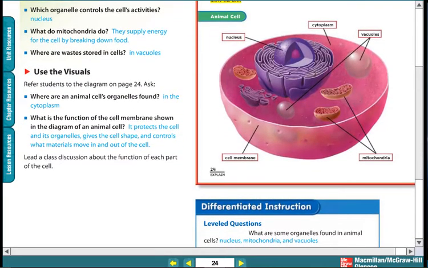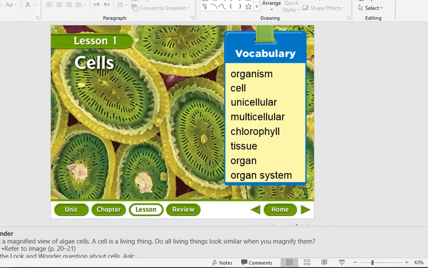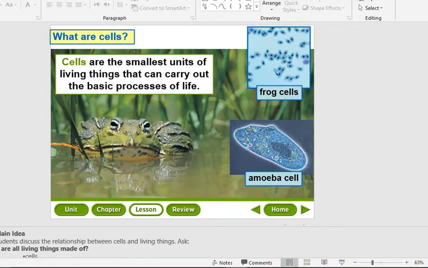Now let's take the PowerPoint around our lessons. Chapter 1, Cells and Kingdom. Lesson 1, Cells. The new vocab: organism, cell, unicellular, multicellular, chlorophyll, tissue, organ, and organ system. What are cells? We will repeat. Cells are the smallest units of living things that can carry out the basic processes of life. And there are two cells in the pictures: frog cells, amoeba cells.